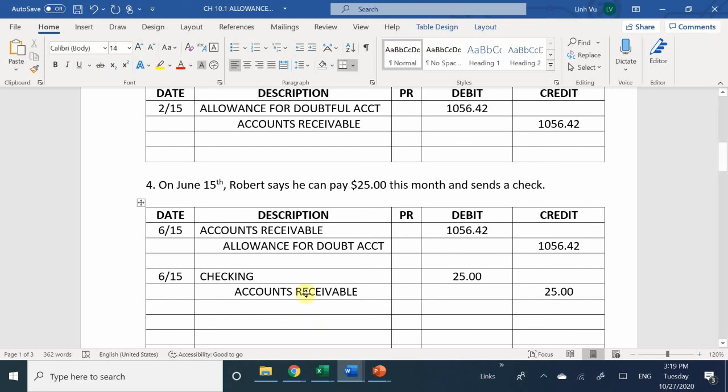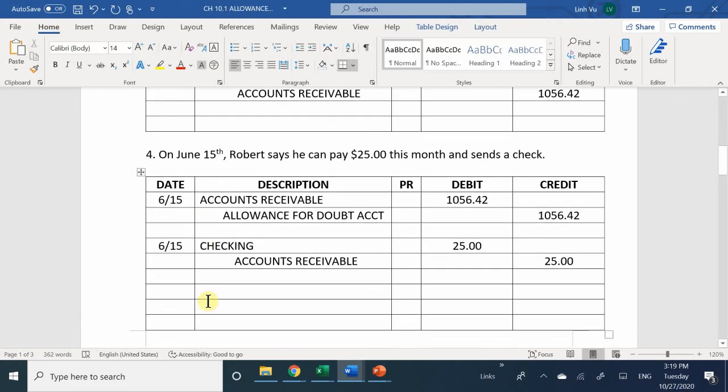Would I, right here under this line, update the new balance with the allowance for the doubtful debt? Or would I just leave it right here as it is right now?